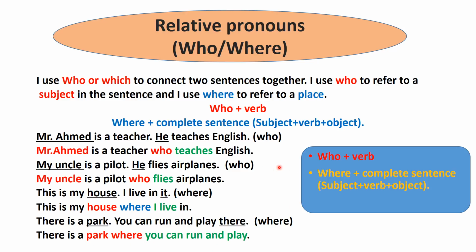So pay attention that after who, I put a verb. Because who refers to what? To a subject. And after where, I write a complete sentence. Subject, verb, and object if I have.